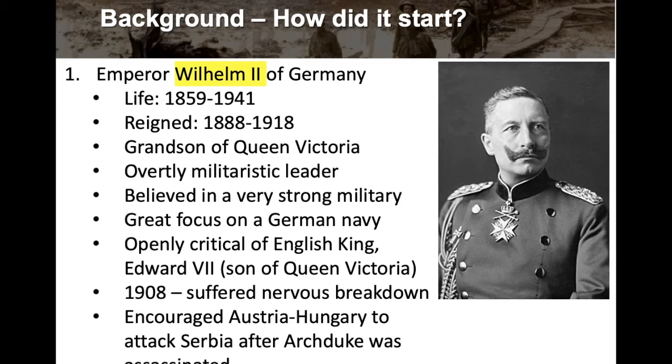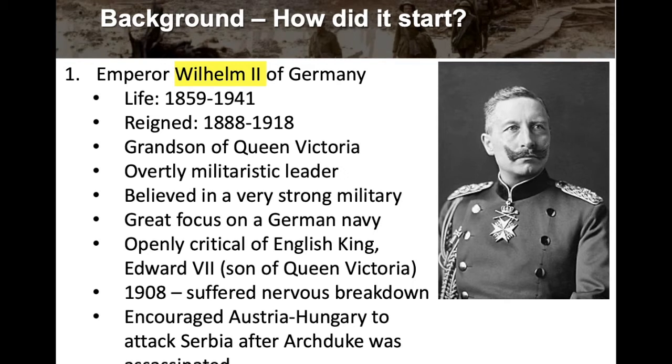He was openly critical of the English King Edward VII, and that's the son of Queen Victoria. You may have heard of Edwardian England. So you had Victorian England, and the next was Edwardian England. So Edward VII, who was the son of Queen Victoria, he was king. Well, his relation there, Wilhelm II, was very critical of Edward VII.